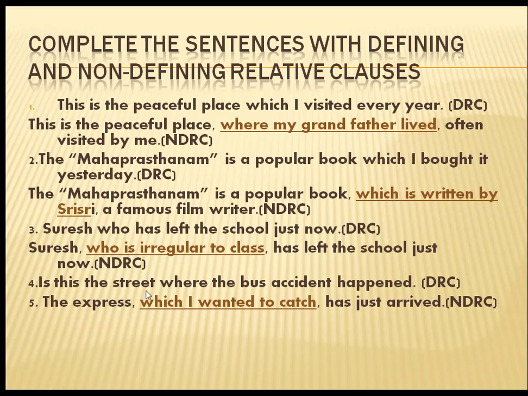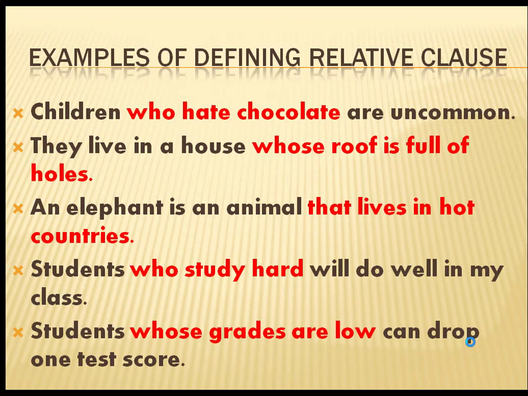Last one: is this the street where the bus accident happened? This is a defining relative clause. No commas are found. The express, which I wanted to catch, has just arrived. Which I wanted to catch: there is no need to mention this part, but still giving the extra information. So this is considered as the non-defining relative clause.